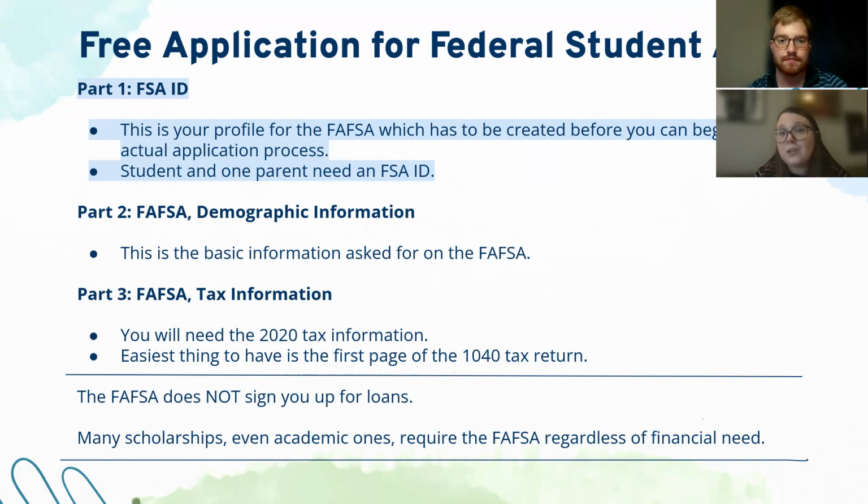As a student, you need an FSA ID for yourself, and also at least one parent needs an FSA ID. If you have an older sibling, your parent may already have created one, so check with them, and if they don't know about it, ask your siblings as well. This is the first step of the process, and after today, we'll dive into the other processes, but we're just going to focus on FSA ID for today.